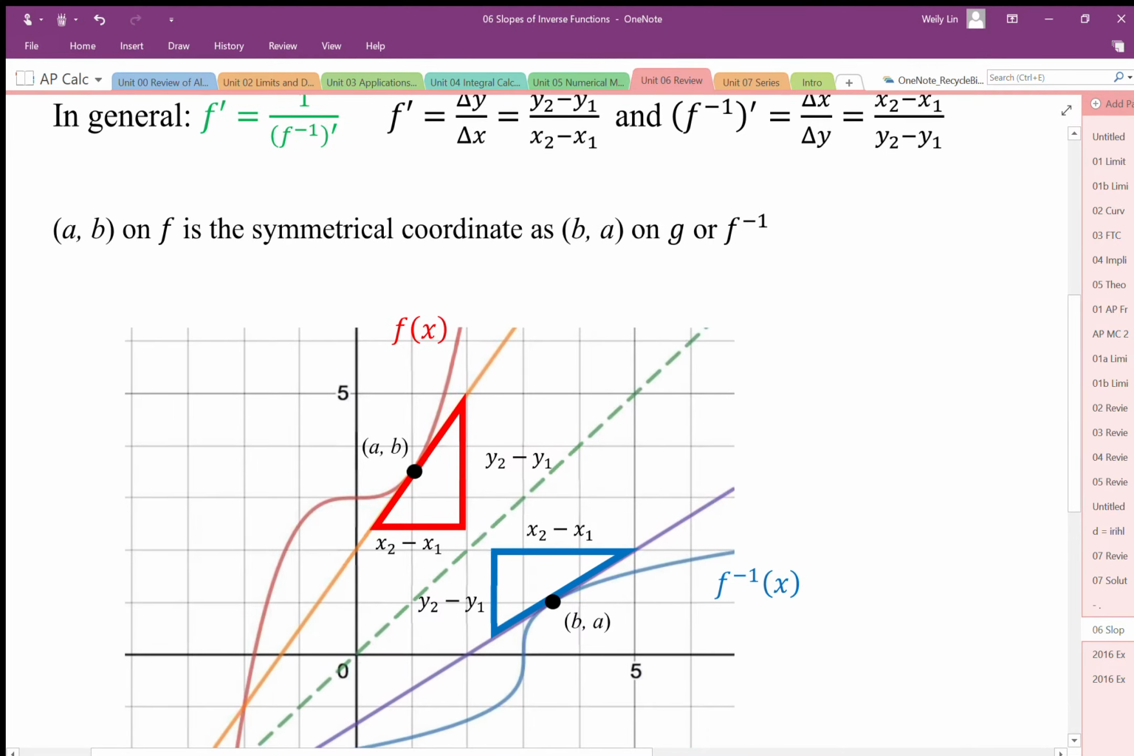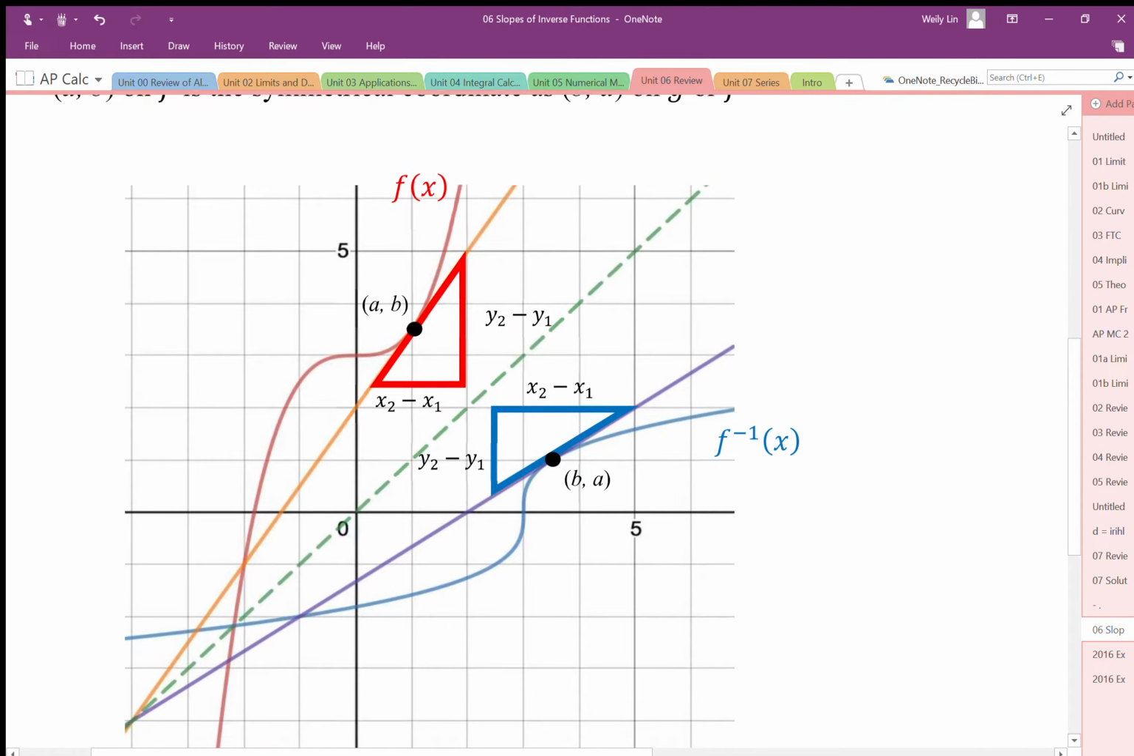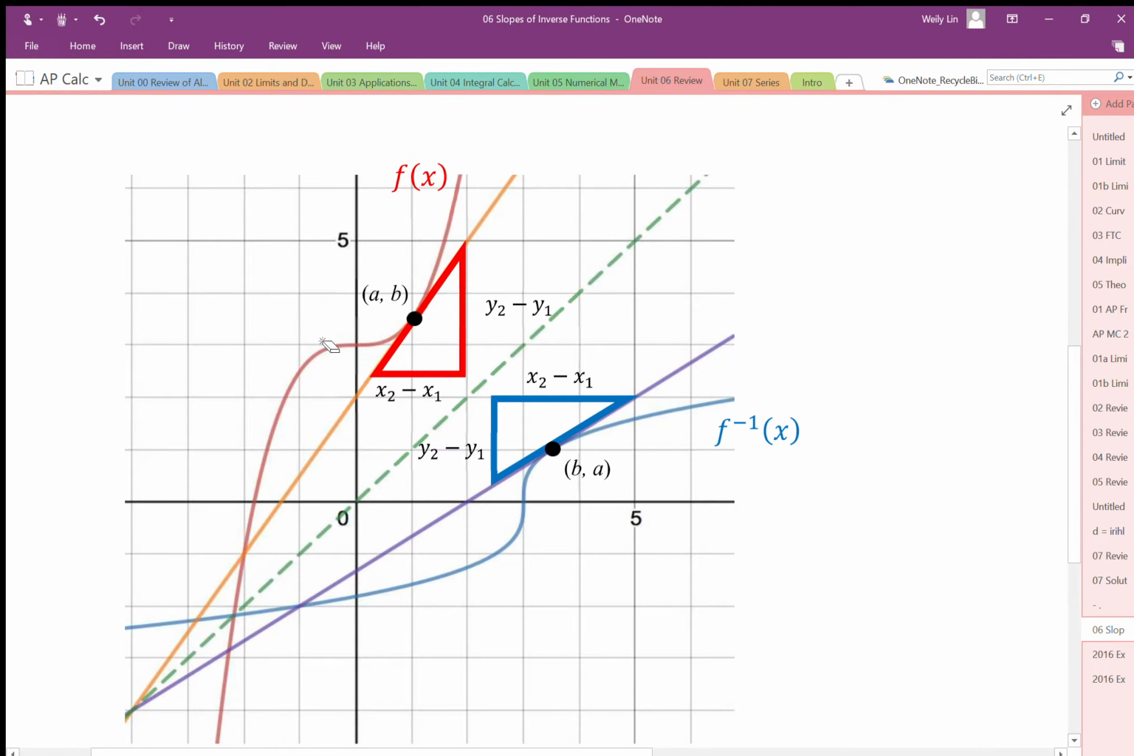So let's take a look at a graph f. This graph here is f, and that makes the inverse function this blue graph here. And if we take a look at the inverse coordinates, the slope calculated at A is the reciprocal of the slope calculated here at B.